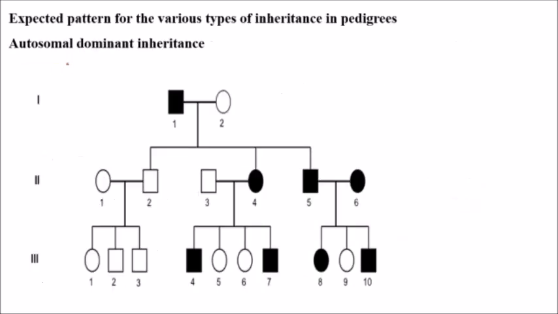Now move to the next point. If the autosomal dominant inheritance is there, what will happen? The affected person may have this allele in the homozygous form, or may be in the heterozygous form. In both conditions, as it is autosomal dominant, the individual will be affected. And as this one is unaffected, we can say that this may have the alleles of small a.